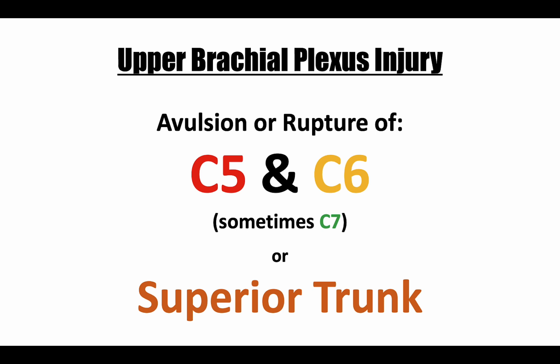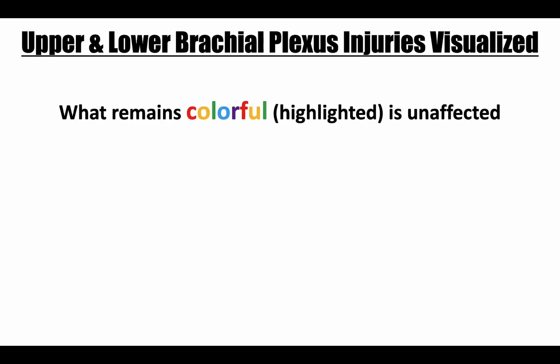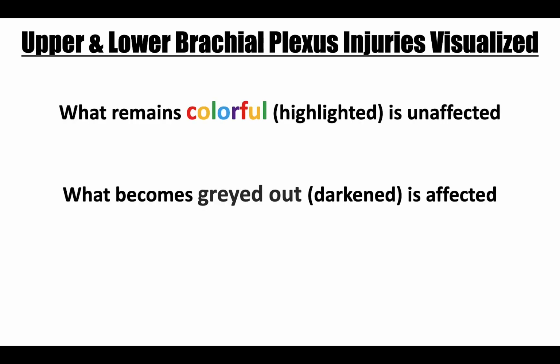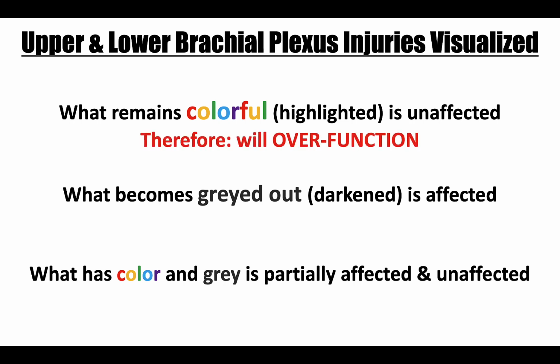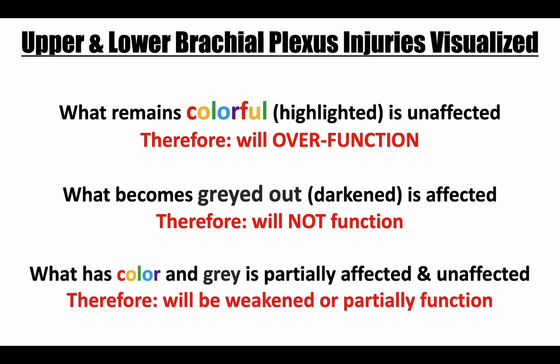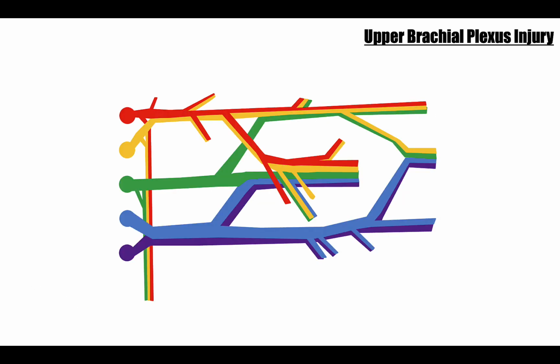In these next images, what remains fully colorful is unaffected. What is grayed out is affected, and what has color and gray will be partially affected to different degrees depending on how much color there is and how much gray there is. In these avulsion rupture injuries, unaffected nerves will overfunction in terms of presentation, affected nerves will not function, and partially affected nerves will be weakened and partially function.